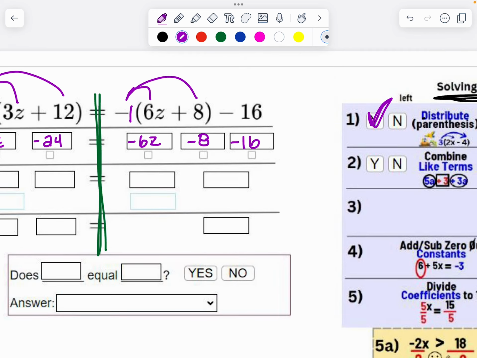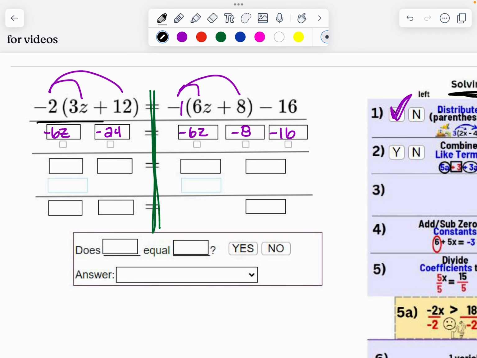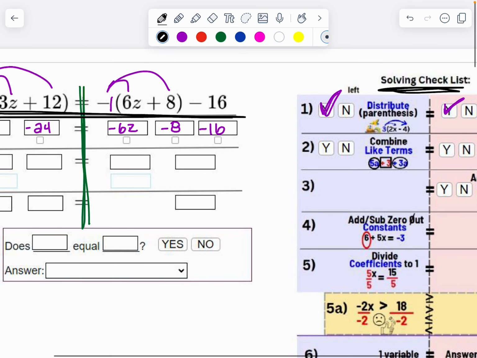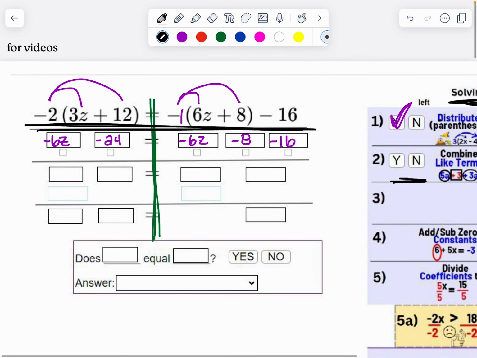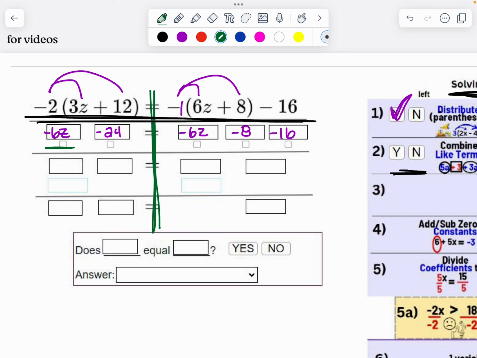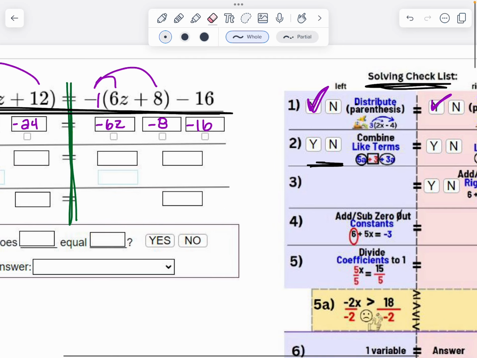So I'm done with step 1. I would draw a line here if you're writing this on paper, which you should be. Draw a line here so that signifies that step 1 is done. Step 2 says, can I combine on the left side? So I'm looking here at this 6z and the 24. One has a z, one doesn't, so I cannot combine those. So I'm going to select no here.